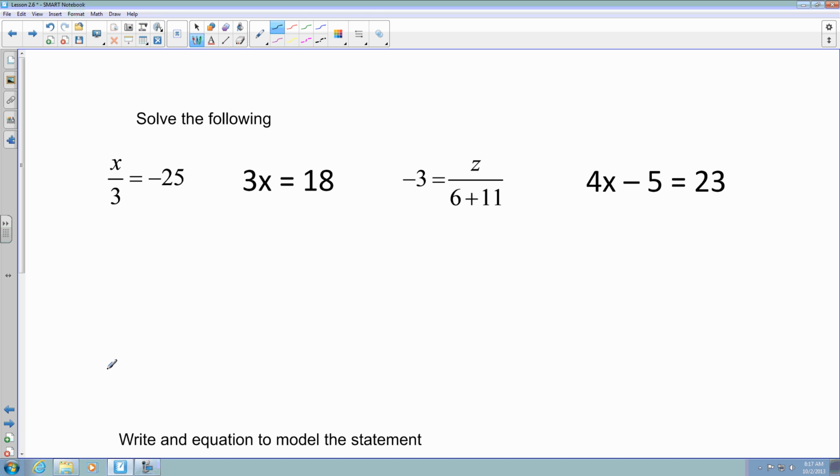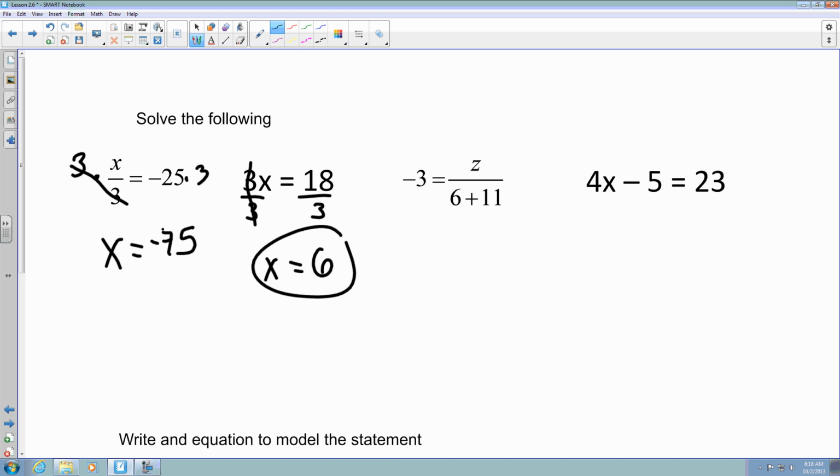So looking here, let's solve the following. We just did this one here, so we multiply by 3, which cancels out here, and x equals negative 75. Now I have 3x equals 18, which means I'm multiplying 3 by x. If I want to get rid of this, I have to divide both sides by 3, which cancels this out and leaves me with x equals 6.